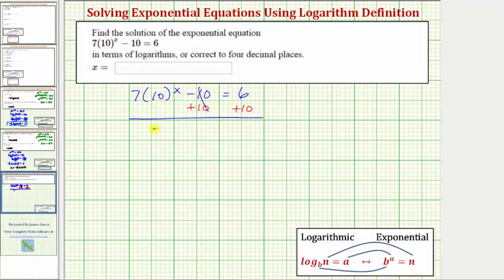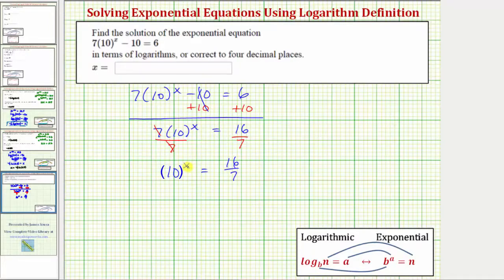Simplifying, we now have 7 times 10 raised to the power of x equals 16. Next, we'll divide both sides by 7 to isolate 10 raised to the power of x. So simplifying, we now have 10 raised to the power of x equals 16/7.